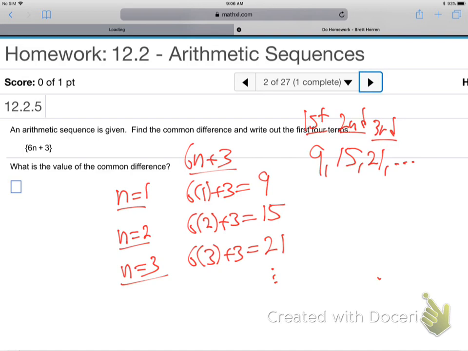Good there. Just plug in 1, 2, 3, etc. What's the jump? What's the difference from term to term?